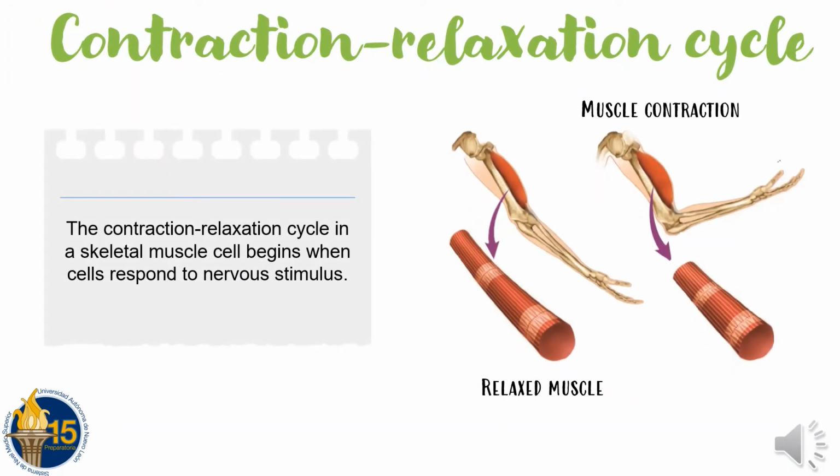The contraction-relaxation cycle in a skeletal muscle begins when the cell responds to a nervous stimulus. Myosin sticks to the actin, and this one moves over the myosin, shortening the sarcomere. Then, the relaxation requires ATP energy, allowing the thin filaments to slide back to their original position.